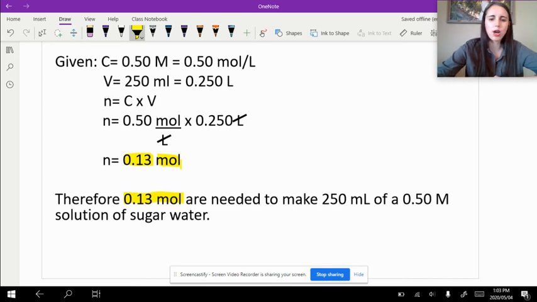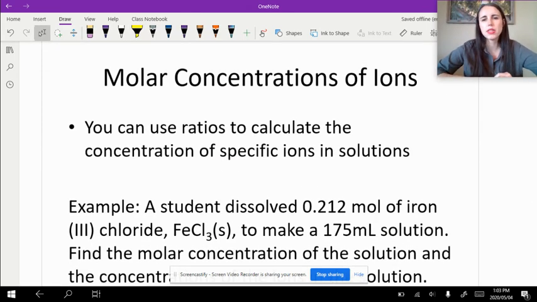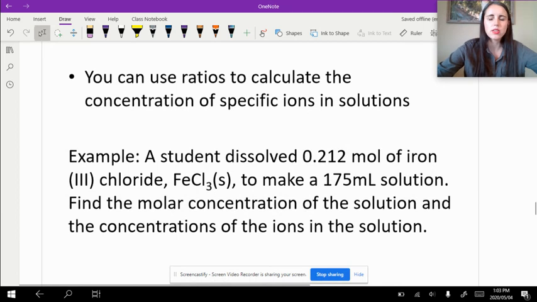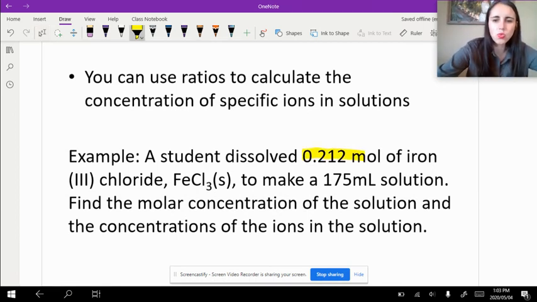Let's take a look at one more type of question, and that's going to be the molar concentration of ions. So we can use this to calculate the ratio of the concentration of a specific ion in solution. To explain this, we're actually going to use an example. So let's look at this example. We are going to dissolve 0.212 moles of iron chloride into solution.